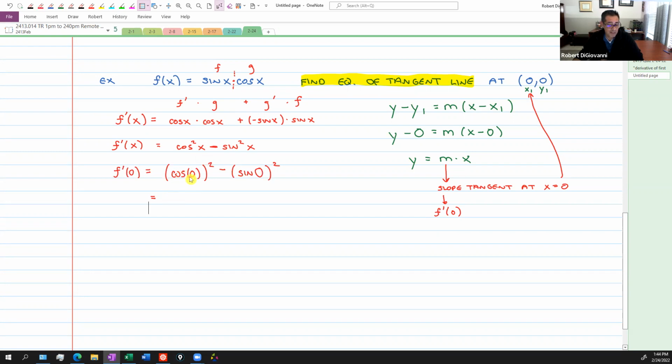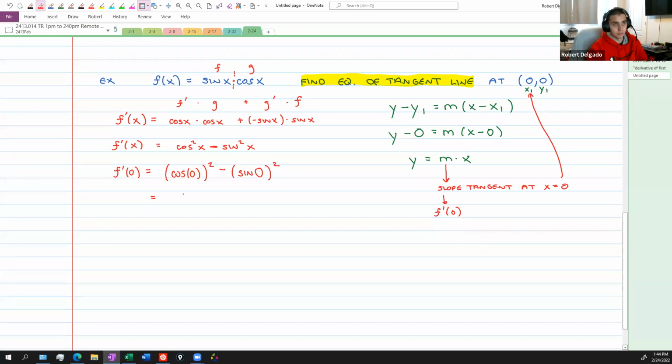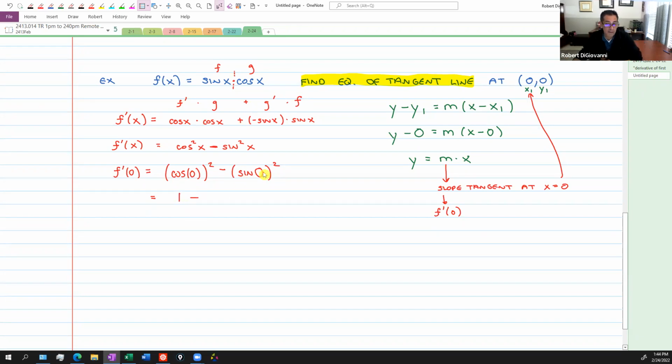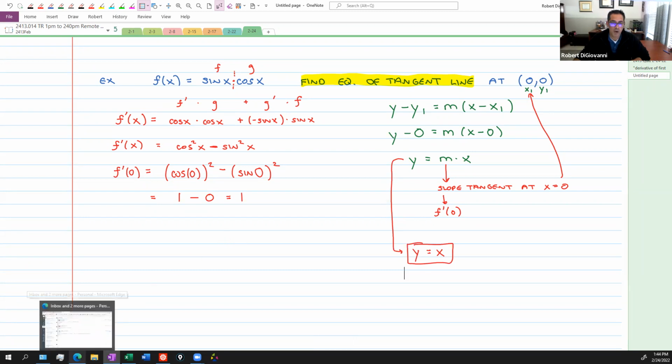Cosine of 0 is 1, and then 1 squared is 1. And then minus sine of 0 is 0, and 0 squared is 0, so you just get 1. Which means now we can come here and get the final equation. It's y equals 1x, or just x, right? Y equals x. Questions?